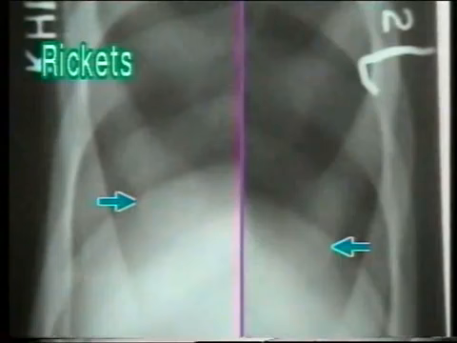This is healing rickets. The chest X-ray of the same patient shows another feature of rickets, that is widening of the anterior ends of the ribs. Note the widened rib ends seen clinically as a rickety rosary.